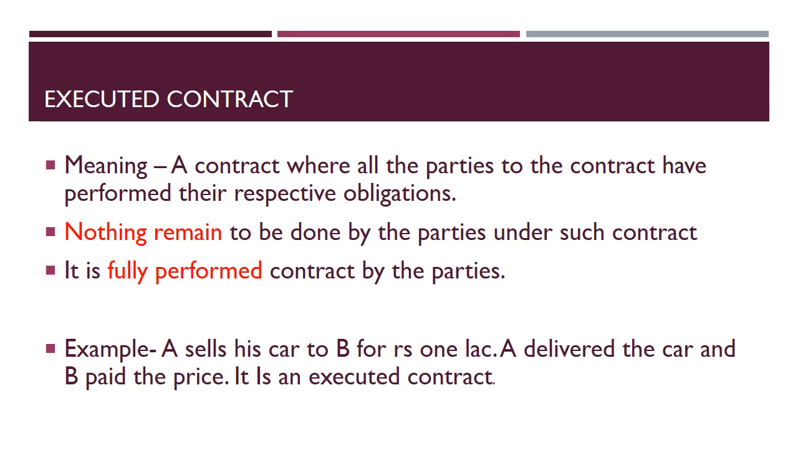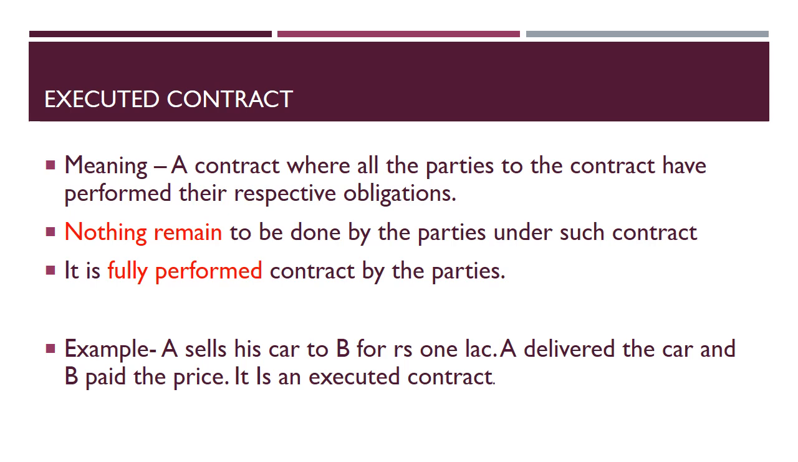So first comes executed contract. Let's see the meaning: a contract where all the parties to the contract have performed their respective obligations. So a contract where both the parties have done their part, whatever they need to do, they have done it, then it is executed. You will understand better by seeing the example.